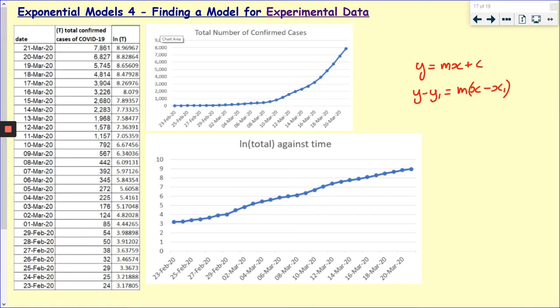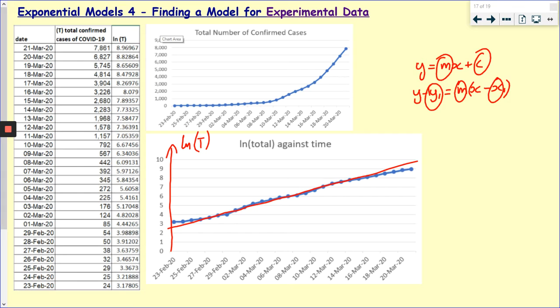And as long as we know just two pieces of information, the gradient and the y-intercept, or here the gradient and one other point on the line, then we can find its equation. And we're going to do exactly that. So here what I've done is take that month's worth of data and plot the time against ln of the total number of cases. And you can see here that it is broadly a straight line.